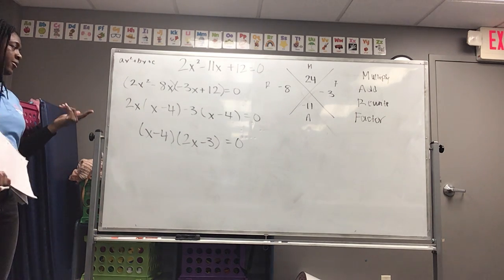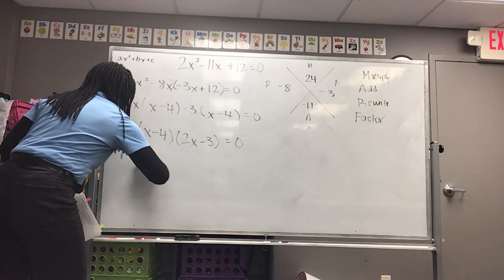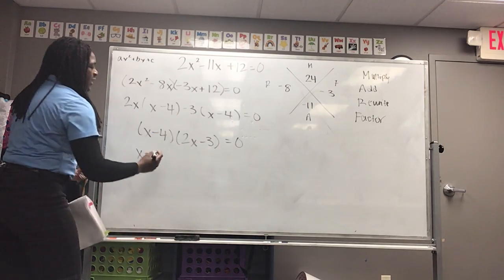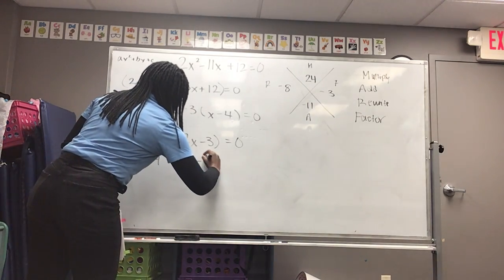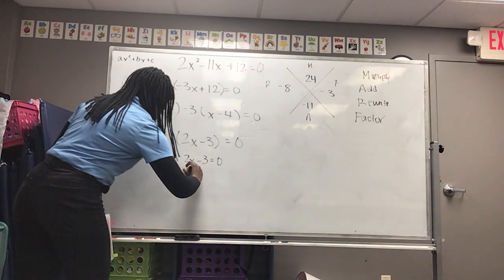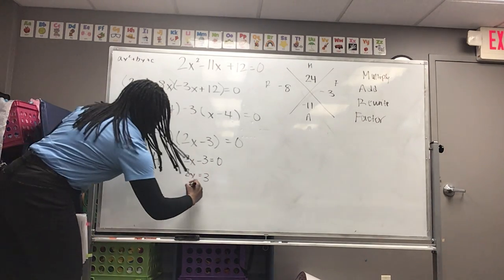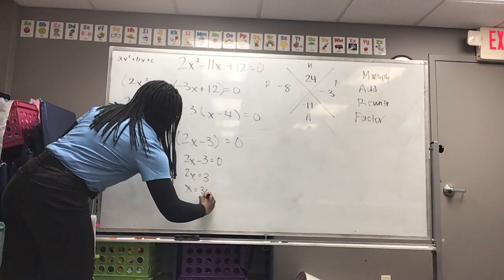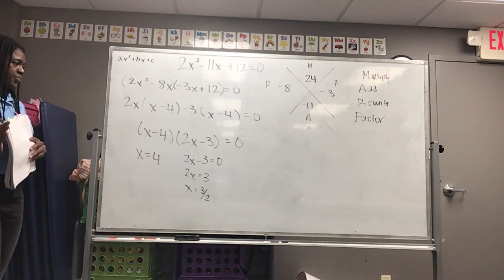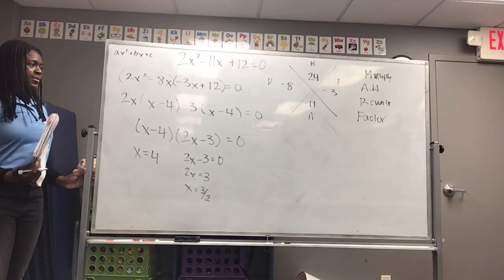And then lastly, to get my solutions, I need to set both of those equal to 0. So x minus 4 equals 0. If I add 4 to both sides, I should get x equals 4. And then my second one, 2x minus 3 equals 0. This should be a fraction, so I add 3 to both sides, 2x equals 3. And then I divide by 2, so x equals 3 over 2. So my two solutions are x equals 4 and x equals 3 over 2.